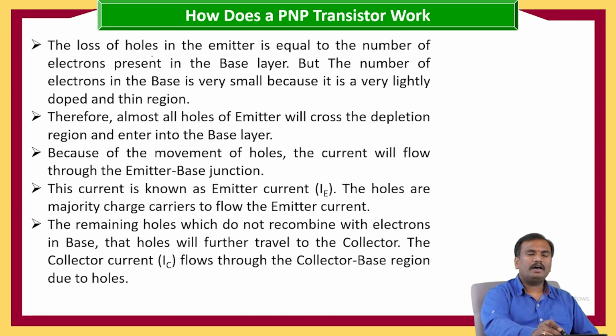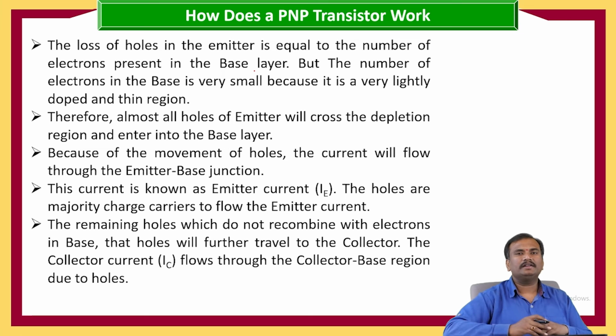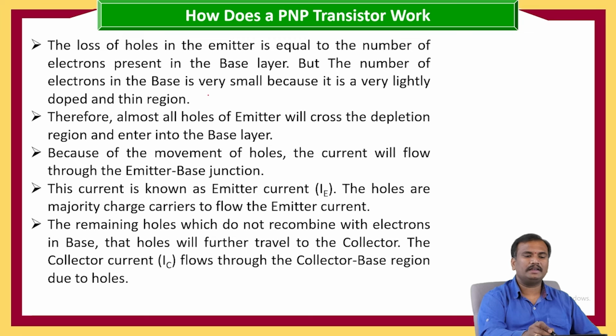And here the loss of holes in the emitter is equal to the number of electrons present in the base layer. So how many holes are lost is due to the number of electrons present in the base layer, because all the electron-hole pairs are created in the base layer as holes move towards the n-type. But the number of electrons in the base layer is very small, because it is a very lightly doped and thin region.